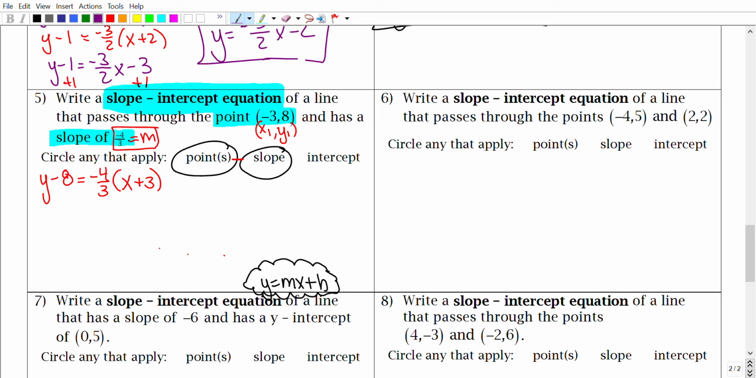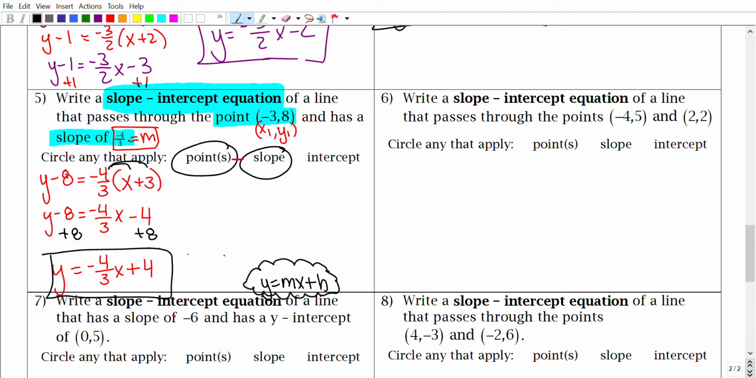Now, time to distribute. So what do I get? I have y minus 8 equals -4/3. Whoops, sorry about that. -4/3 x minus 4. Last step, add 8 to both sides to get a final answer of y equals -4/3 x plus 4. This is my final answer.